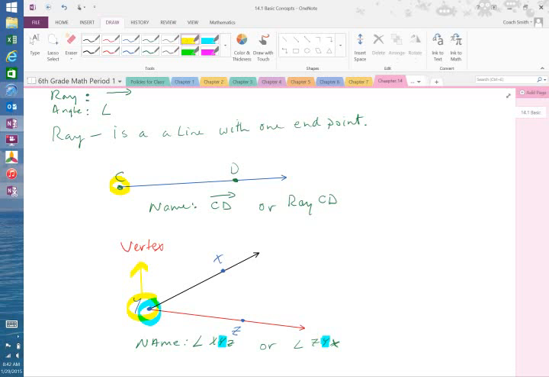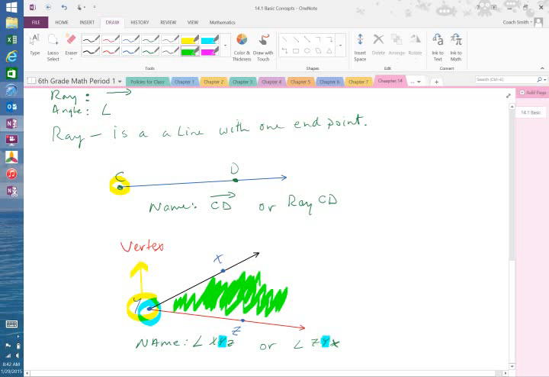Now, what we talked about just a second ago, this in here, this is the interior of the angle. Okay, that's the interior of the angle. Okay, any question on that?